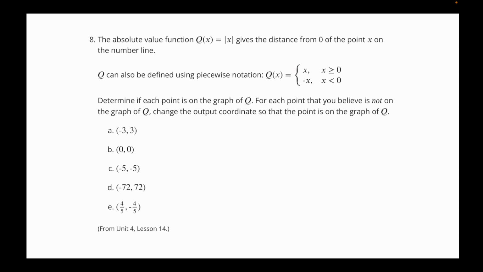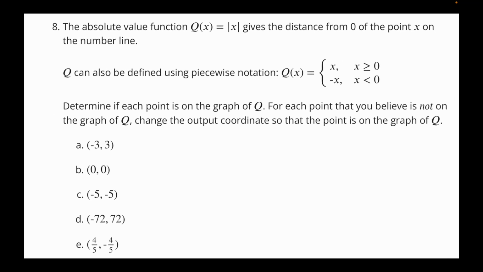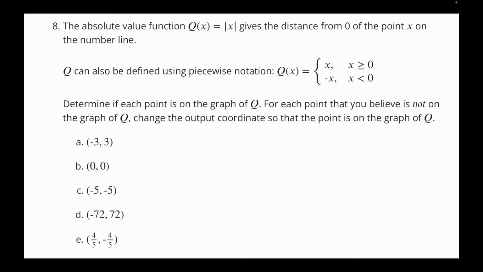So absolute value of this function, q of x equals absolute value of x. It gives the distance from the 0 of the point x on a number line. So we're really just looking at a number line, and then x is on there, but we're just giving it the distance from 0. So we are using piecewise notation for it. Oh, I'm sorry. This is when we input x, we get the same value of x if it's bigger than or equal to 0. Sorry. And if we also input x, we will get the negative value of x, or the opposite value, if it's less than 0. Because a negative times a negative makes a positive.